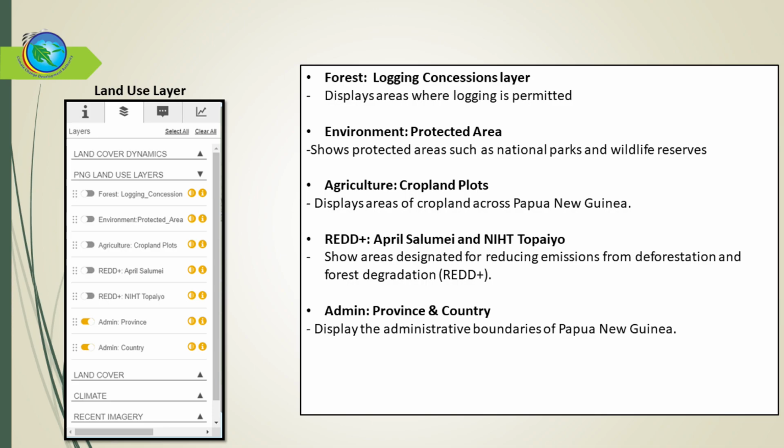The Forest Logging Concessions layer, which displays areas where logging is permitted. The Environment Protected area, which shows protected areas such as national parks and wildlife reserves. The Agriculture Cropland plots, which displays areas of cropland across Papua New Guinea. The Red Plus April Salumii and NIHT Topeo, which show areas designated for reducing emissions from deforestation and forest degradation, Red Plus. And finally, the Admin Province and Country, which display the administrative boundaries of Papua New Guinea.